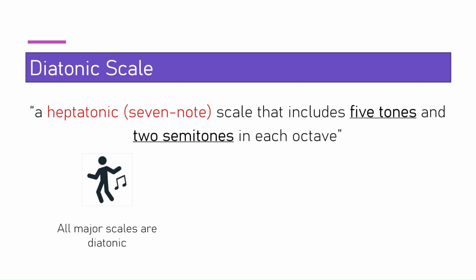One thing I want you to know is that all major scales that we've considered so far are diatonic scales. So note that, because all major scales, whatever major scale they are, are seven notes. For example, C major: C, D, E, F, G, A, B, seven. And then when you look at it, you have five tones and two semitones. So you go from C to C.